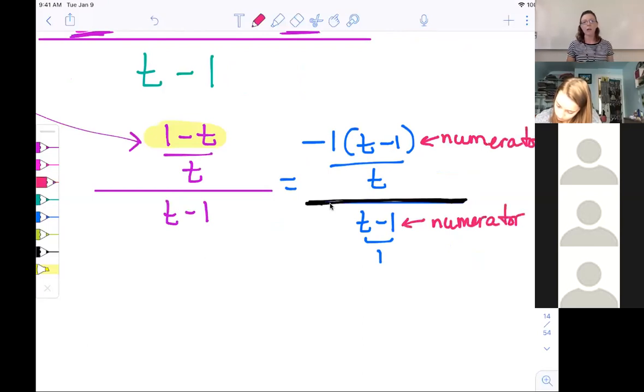So I have the same quantity in the numerator of the numerator, and I have the same quantity in the numerator of the denominator. Crazy complex fraction. If they're the same, then they cancel. So wipe those out. Swish, swish, they're gone. Peter, what do you have left? -1 over t.